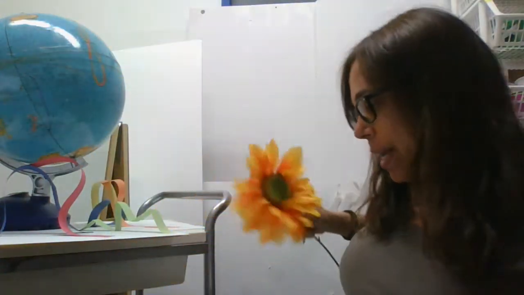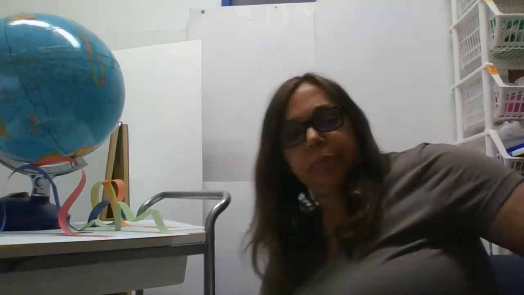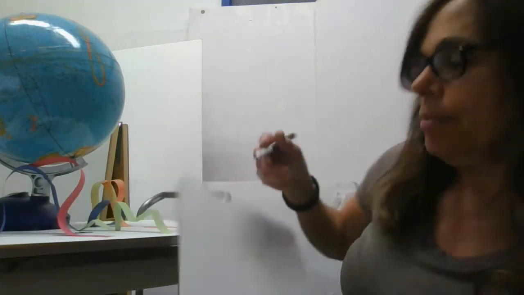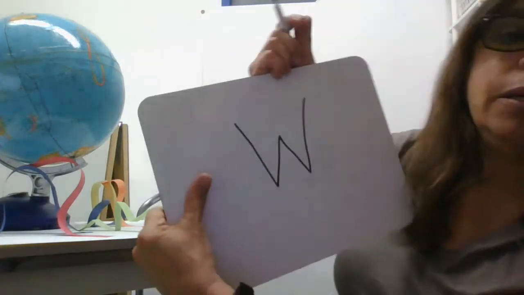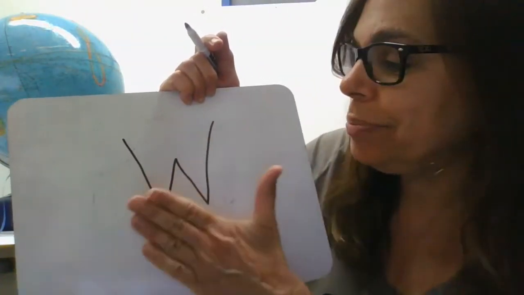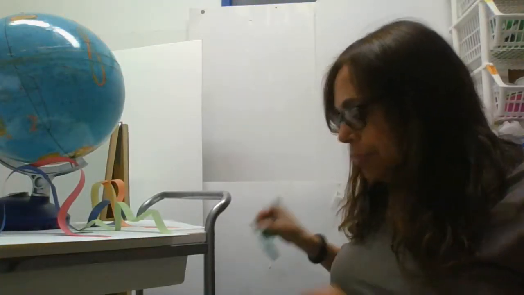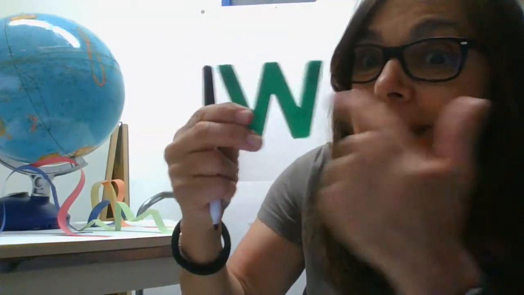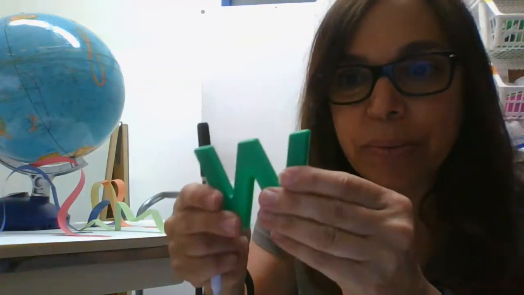Okay, so we have one example. I'll do another one. I'm going to erase this and I'm going to draw the letter W. I can see the W, but I can't feel it. All I feel is the board. But here I have a W magnet. I can see it and I can feel that it's a W.